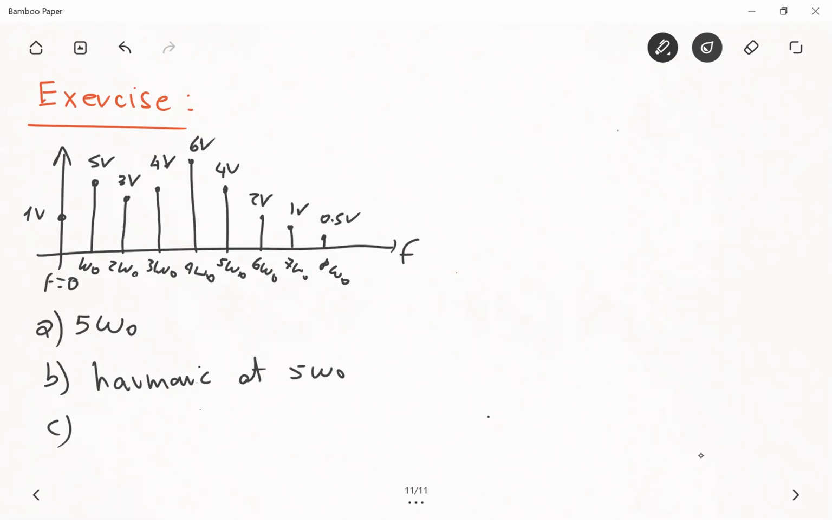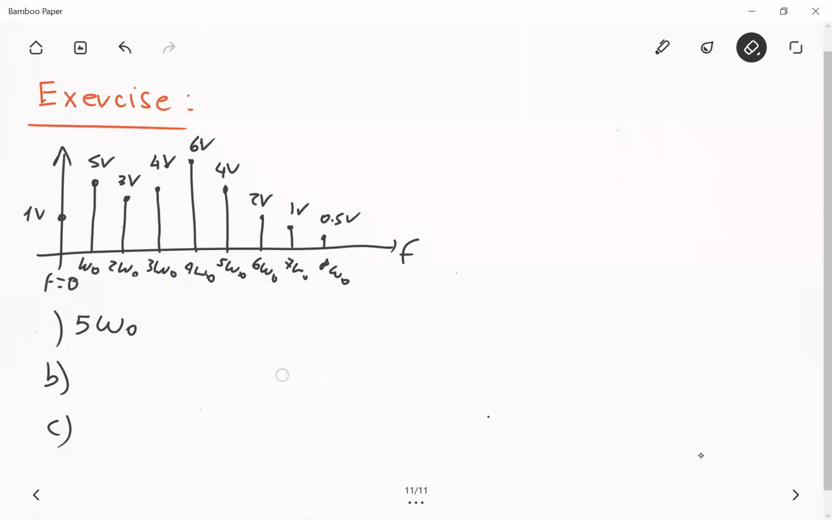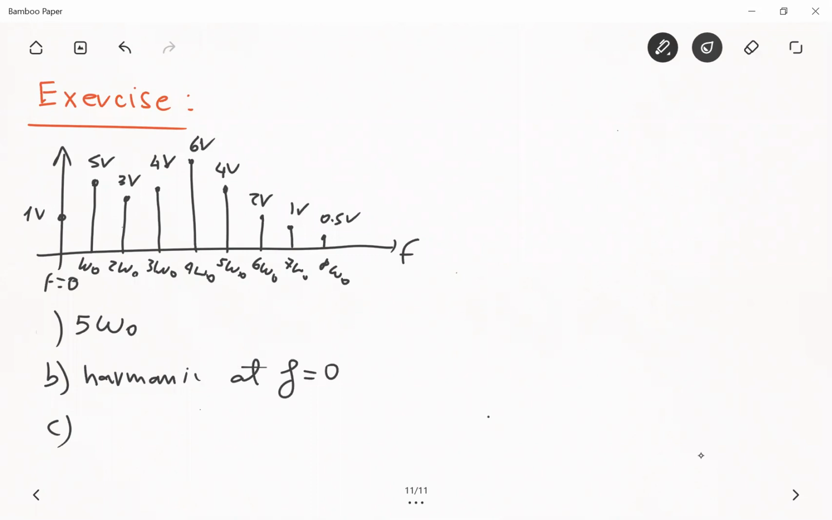Thank you very much. This is a great proof. I'm still sleeping. Fifth harmonic. So what is the DC component? The DC component is the harmonic at zero frequency, at F equals zero. So it means 1 volt. Let's also write 1 volt. So ugly here.